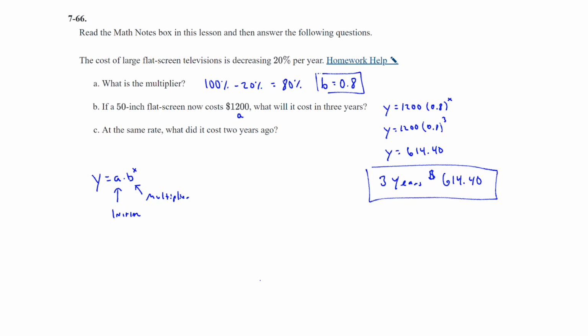And so now what it's saying, 2 years ago, if the initial was A at 1,200, but 2 years ago, then our time is going in the other direction, so that'd be a -2. So we expect our number to be larger than 1,200 because we're asking 2 years ago what it was costing. So now we can plug in our information, same thing we did just a second ago. We have 1,200 times 0.8, but now our x value, since we're going back in time, would be -2. And so then the cost would be $1,875.